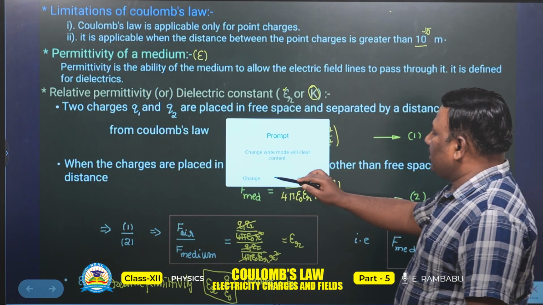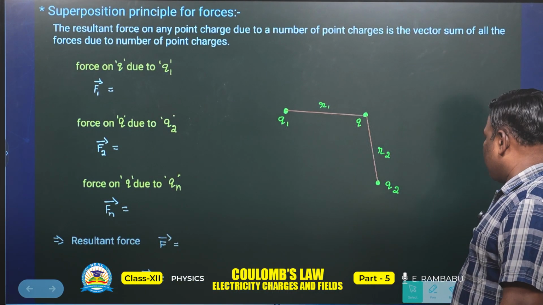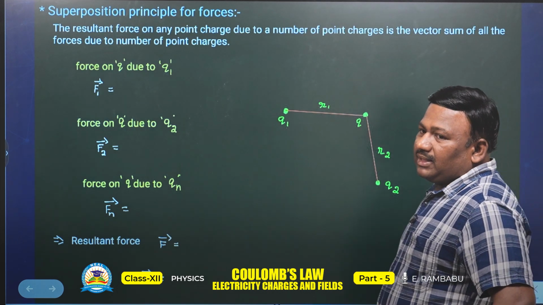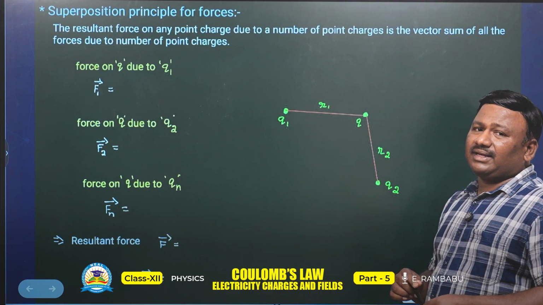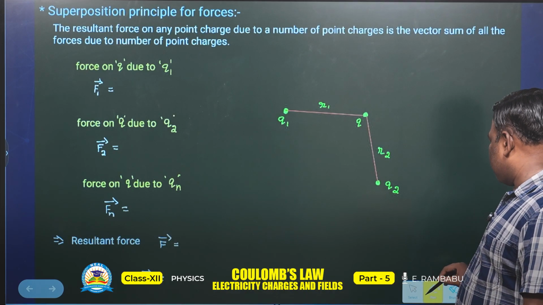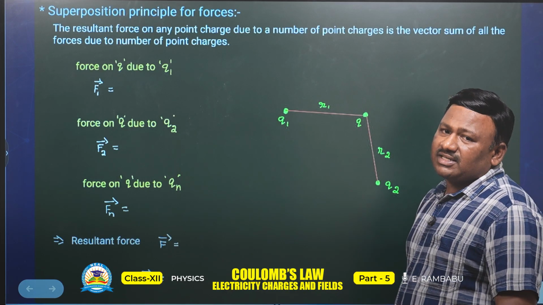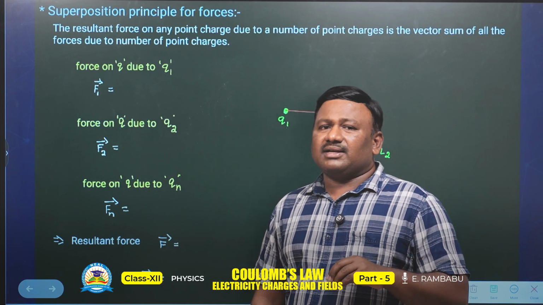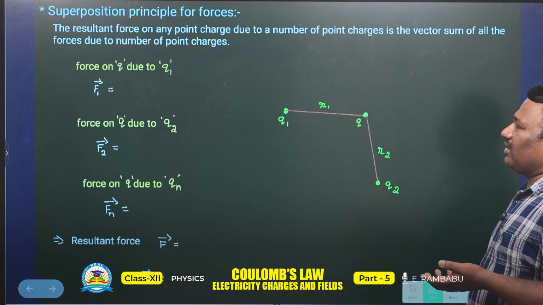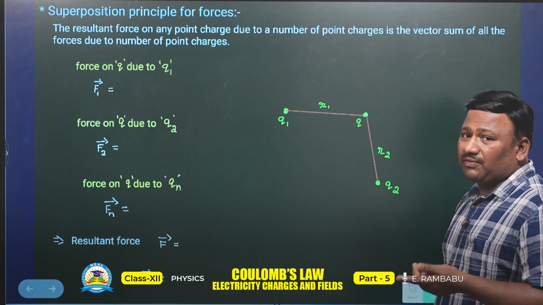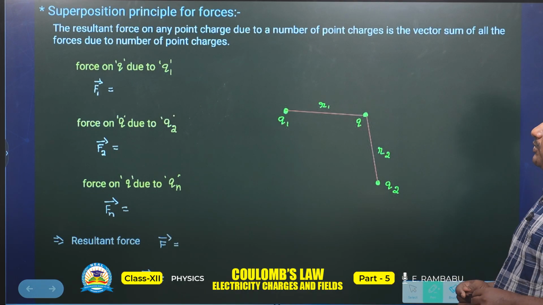After this, we are going to learn about the superposition principle of forces. The superposition principle deals with a number of forces acting at a point, and how to calculate the net force. We use this concept to find the forces when charges are placed at the corners of a triangle, a square, or a hexagon. Whenever a system with a number of charges is given, to calculate the force we use the superposition principle.